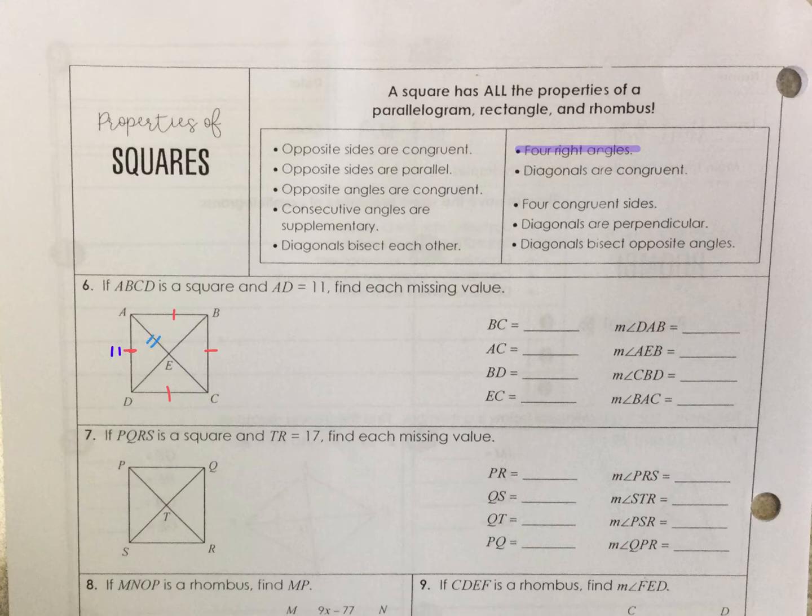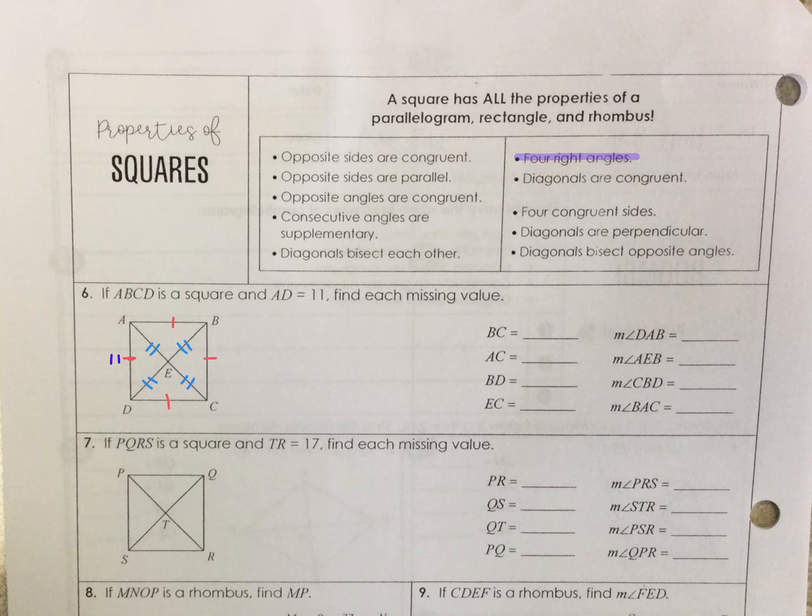So that's going to be equal to that. It's going to be equal to that. It's going to be equal to that. BC. Well, I know that AD is 11 because it's a square. BC is also 11.